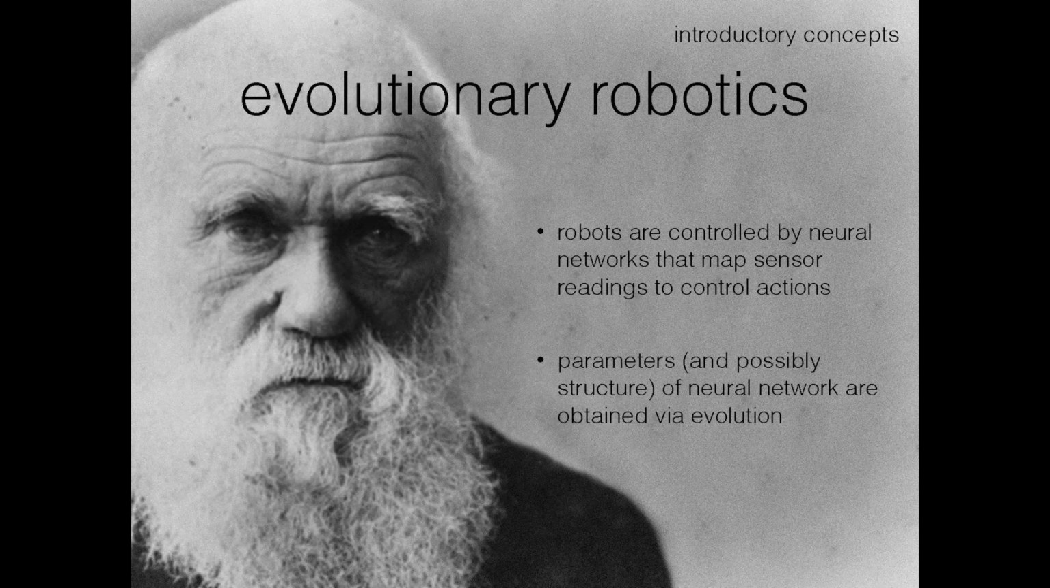A rather classical approach to the automatic design of robot swarms is what is called evolutionary robotics, or more precisely, in the context of swarm robotics, evolutionary swarm robotics. In this approach, each robot is controlled by a neural network that maps sensor readings to control actions. And the parameters and possibly the structure of the neural network are obtained via artificial evolution. In this slide, you see the portrait of Charles Darwin, who, although he has never studied robotics, as you might guess, is the father of the evolutionary theory to which evolutionary robotics is inspired.